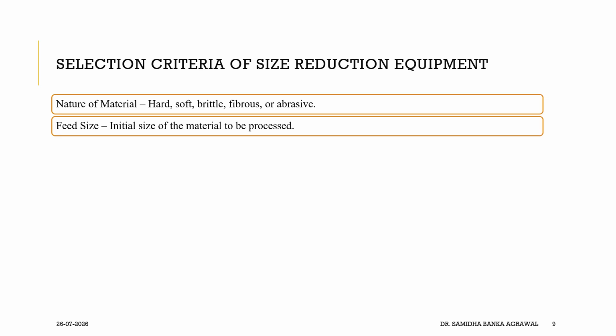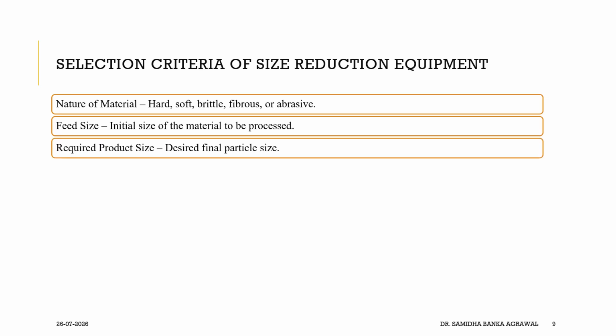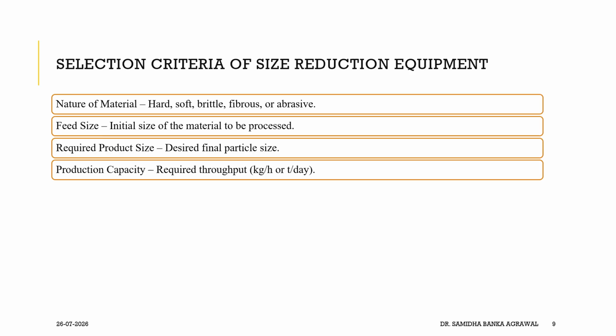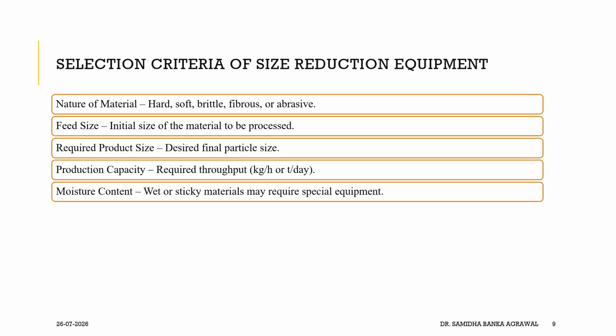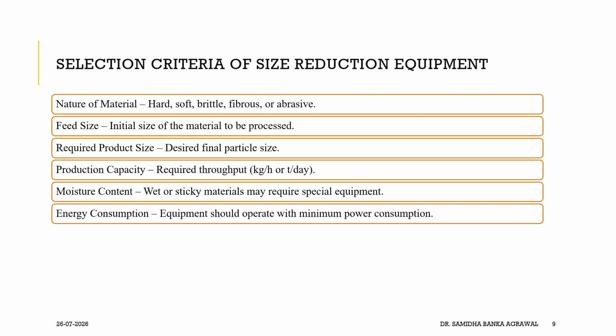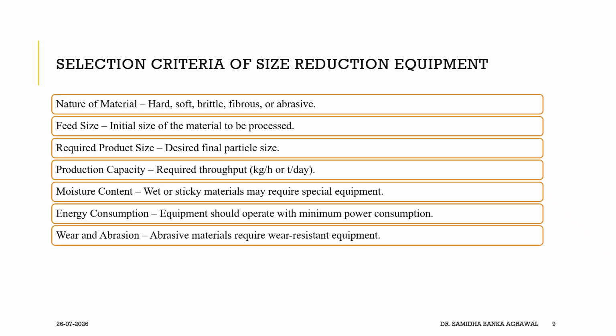Feed size, the initial size of the material and the final product size that you need. Production capacity, that is how much capacity or throughput you need. Then moisture content, whether your material is wet, sticky or dry. Then energy consumption also needs to be taken care of. We always want an equipment which requires minimum power consumption.